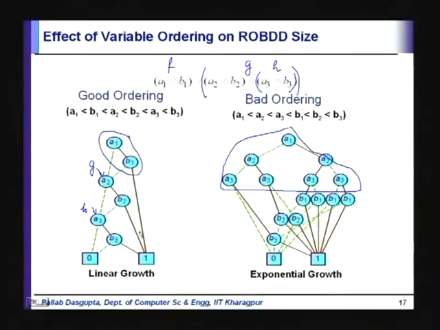Now all functions are not amenable to this kind of thing, they will not yield a linear kind of structure for the BDDs regardless of your ordering. But here you see that a good ordering can save a lot of nodes. So the immediate question is, how difficult is it to find a good ordering? And the bad news is that finding a good ordering is an NP complete problem. Finding out whether you can improve the ordering is NP complete.